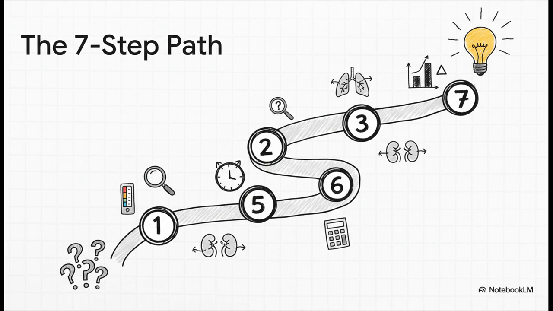So how do we do it? Well, we have a roadmap. Think of this as your detective's handbook. These 7 steps are going to take us from total confusion to complete clarity, breaking down the problem piece by piece until we know exactly what's going on.